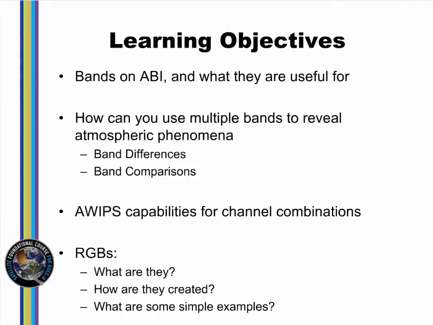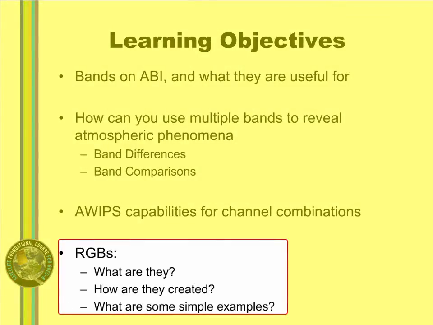The topics of this training are related. There are different ways of looking at channel differences from the GOES-R Advanced Baseline Imager, or ABI. You can look at difference fields, that would be brightness temperature difference for infrared or reflectance difference for visible or near infrared. You can toggle between fields, and you can look at RGBs, or red, green, blue images. RGBs are created by assigning an individual band or a band difference to the three color components, red, green, and blue, that are used to create an image.